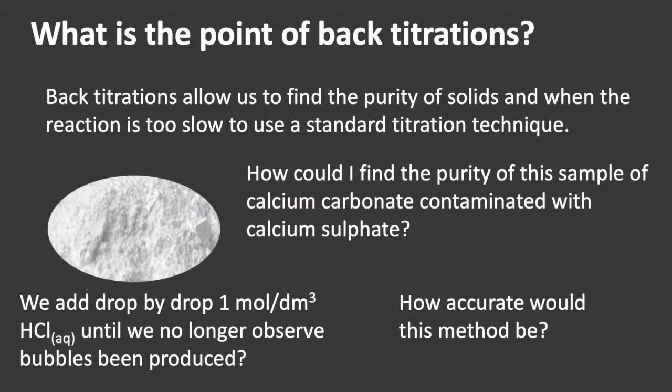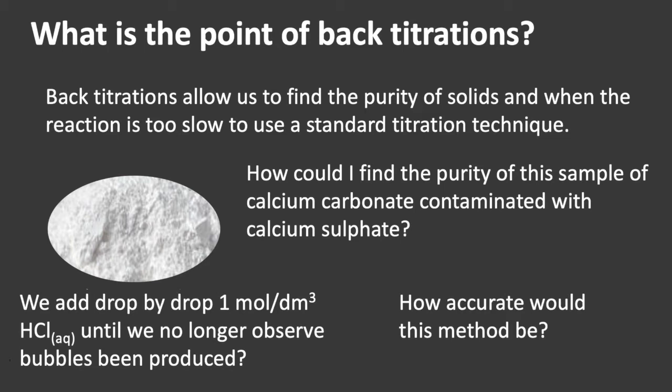So why do we do back titrations? There's a couple of main reasons. The first one is that it allows us to find a purity of solids, which are obviously difficult to titrate. And also sometimes the reaction is just too slow for a titration to happen. In order to find the endpoint, we need the reaction to be extremely fast. We can't wait 10 minutes after adding each drop to find out if the reaction has completed. So here we're going to do a worked example.